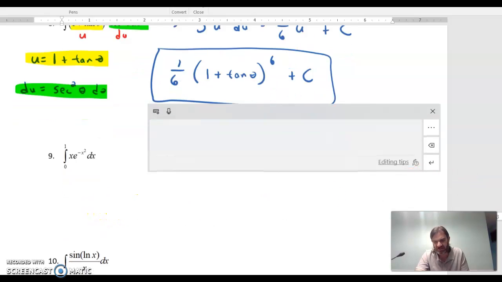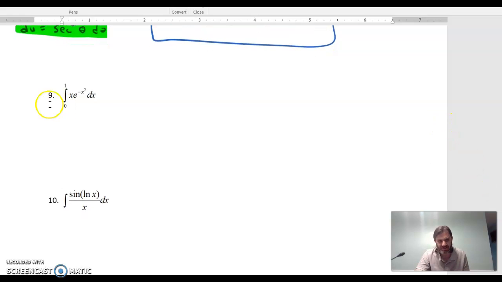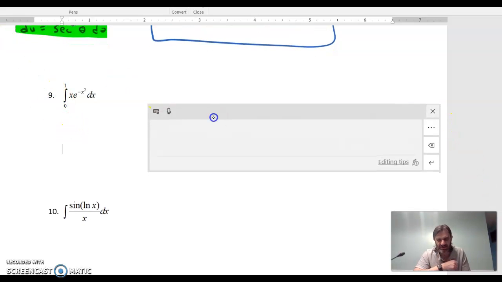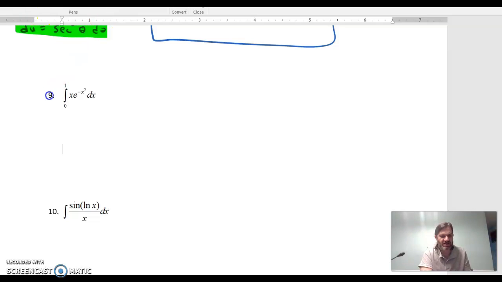So what have we got next? Number 9 here. We've got the integral from 0 to 1 of x times e to the negative x squared dx. Okay, I don't see anything that needs to be rewritten here. But we know how to integrate e to the x, but not e to the negative x squared, so that's where the u substitution will come in. If that was just e to the x, would be okay, as long as the x wasn't out front. Both of those things are giving us a problem, but that's going to be our u.